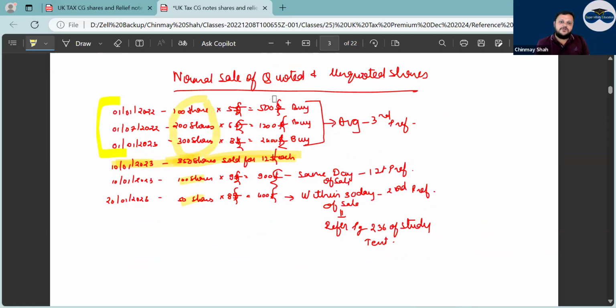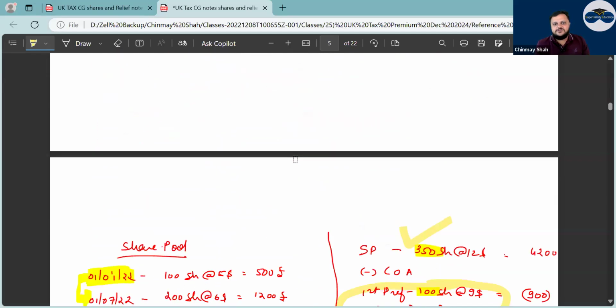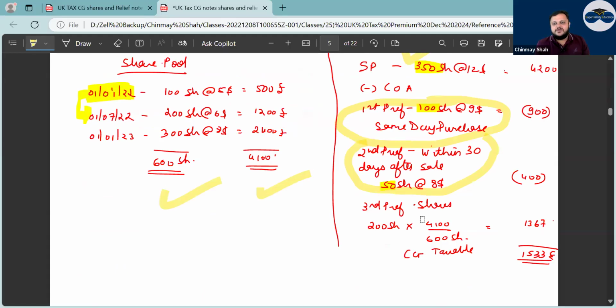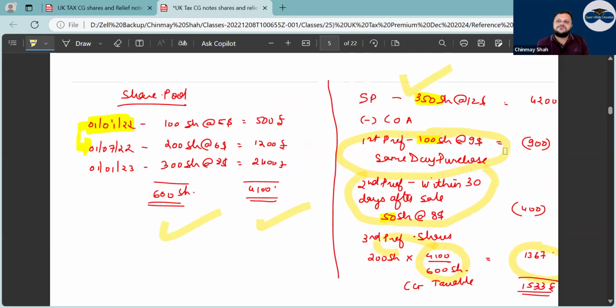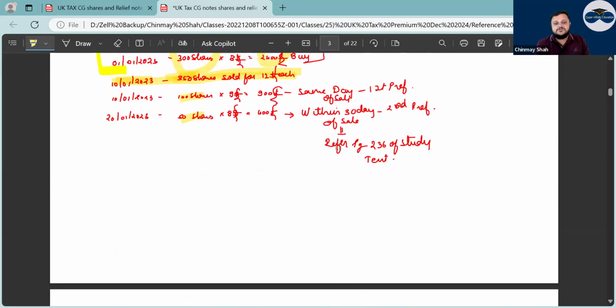So these 600 you bought for how much? Total of 500 plus 1200 plus 2400, 3600 plus 500, that is 4100, correct? And divide by the number of shares, 600, that will be per share value, and out of this you have to take cost of acquisition of how much? Remaining 200 shares. So it will happen like this. This is the share pool, right? And 4100 by 600 shares into 200 shares will give you cost of acquisition of the 200 shares. This will be used against the selling price of 350 at 12 pounds, correct? This is how share pool logic works out for an individual. This is for an individual, correct?